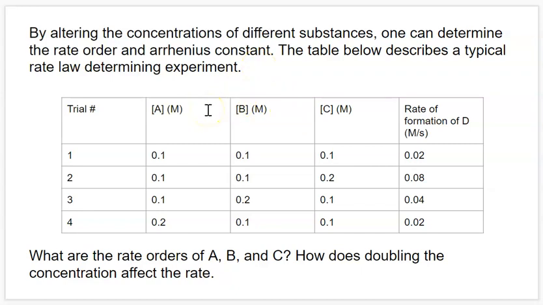And then lastly, for A, with trial 4, we can compare it to trial 1 because we're now doubling the concentration of A, we're keeping the concentration of B the same, and we're keeping the concentration of C the same. And you'll note that between trials 1 and 4, there's no change in the rate, which tells us that overall A is 0 order with respect to the reaction.